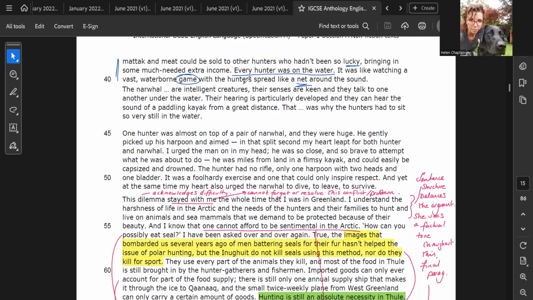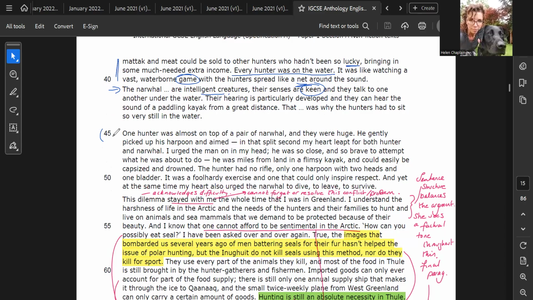You've got these emotional sides of things, really setting these two up as even, an equal battle. And line 41, they are intelligent creatures, so respect for the animal. Their senses are keen, so sharp. They can talk to one another underwater. The two worlds are paralleling each other, if you like. The one is waiting for the other to make a move and vice versa.